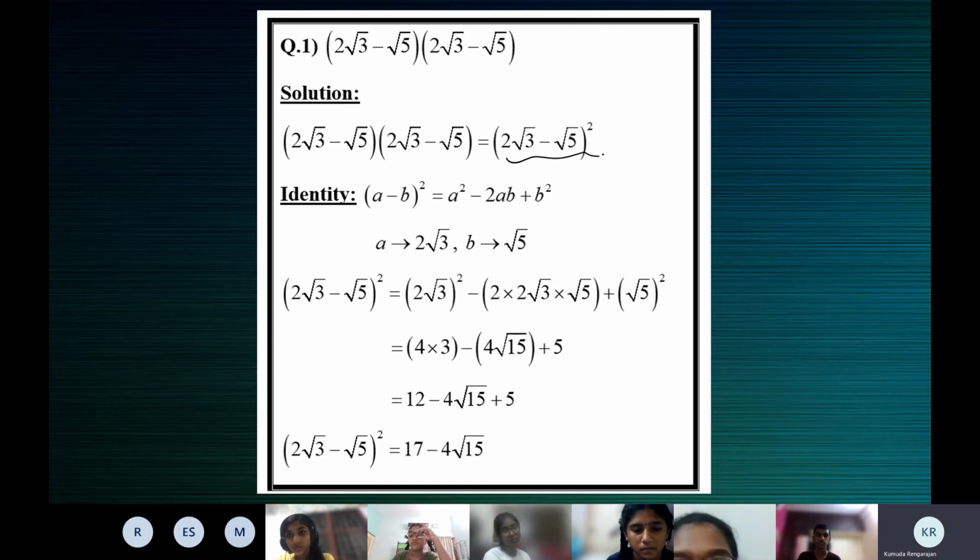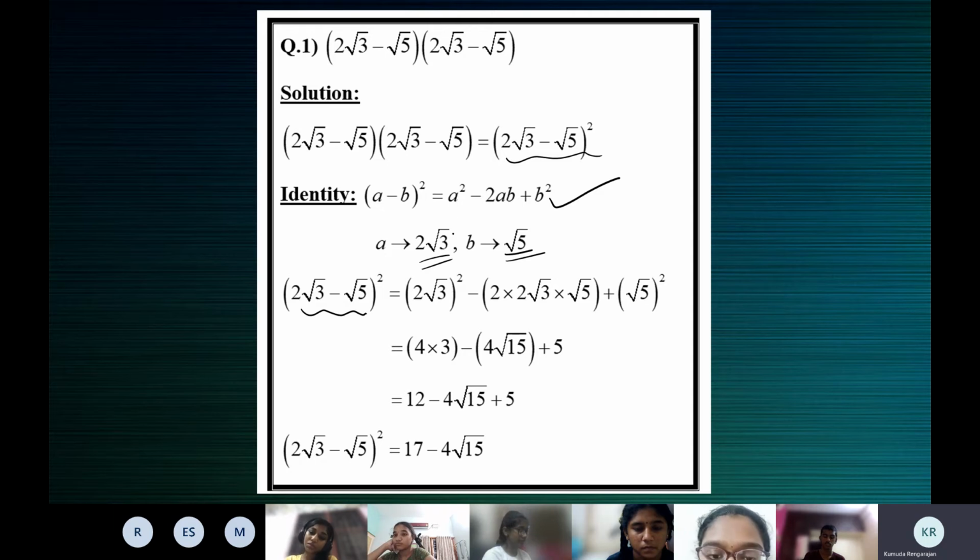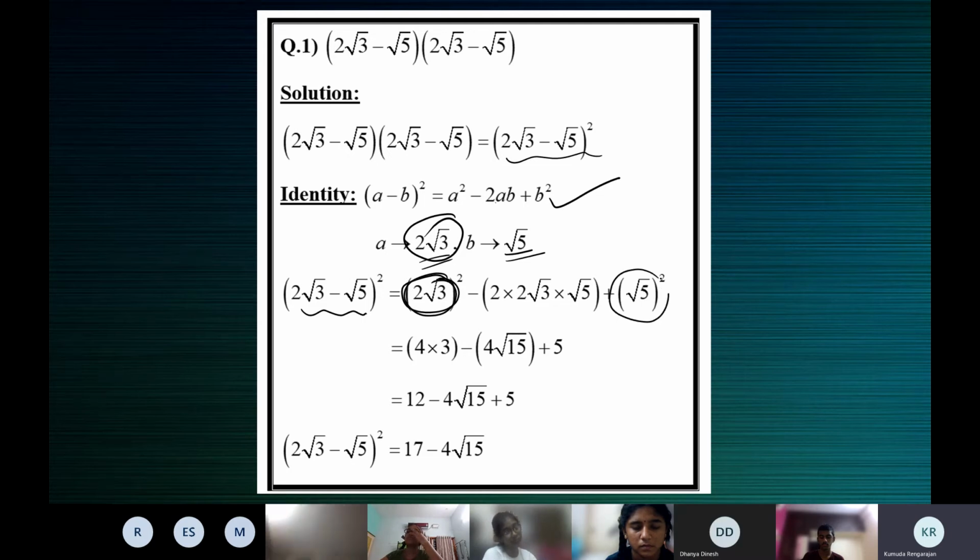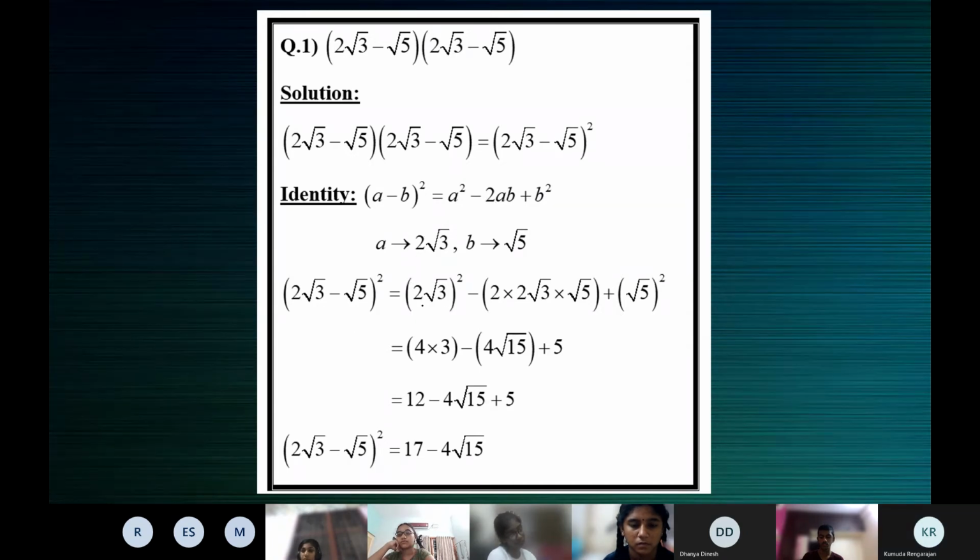So you can see here, this is the first step. Then write the identity and write out the values of a and b. Now a minus b the whole square is a square minus 2ab plus b square. So this is a square, this is b square, and this is minus 2ab, 2 into a into b. Just substitute the values. This is a square, this is b square, this is 2ab.